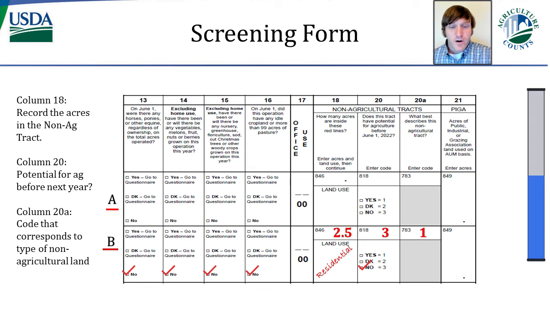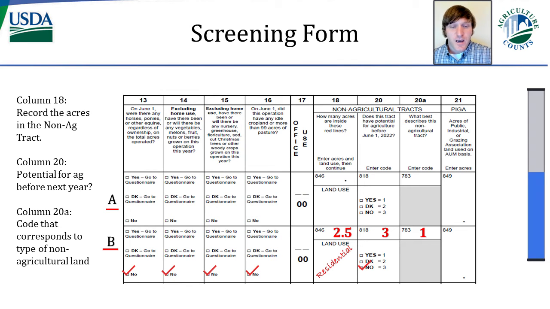For our non-ag tract letter B, in question 18, we want to record the acres in the tract to 1 decimal place. Use the pre-printed decimal place on the form when entering your answers. Below the acres, you should write a brief description of what is in the tract. In column 20, you need to answer whether the tract has potential for agriculture in the next 12 months.